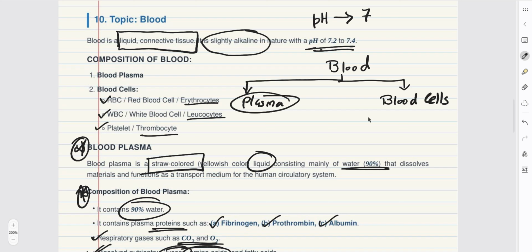The red blood cell, white blood cell, and the platelets. We talked about the red blood cell in detail. And finally, we talked about plasma. We talked about the composition of plasma, and very, very important, the color of plasma. It is a yellowish straw colored liquid. And of course, the definition of blood. It is a specialized form of liquid connective tissue which is slightly alkaline. Again, it is not neutral, it is slightly alkaline. Alright? Hopefully you guys understood. This is it for blood and circulation.